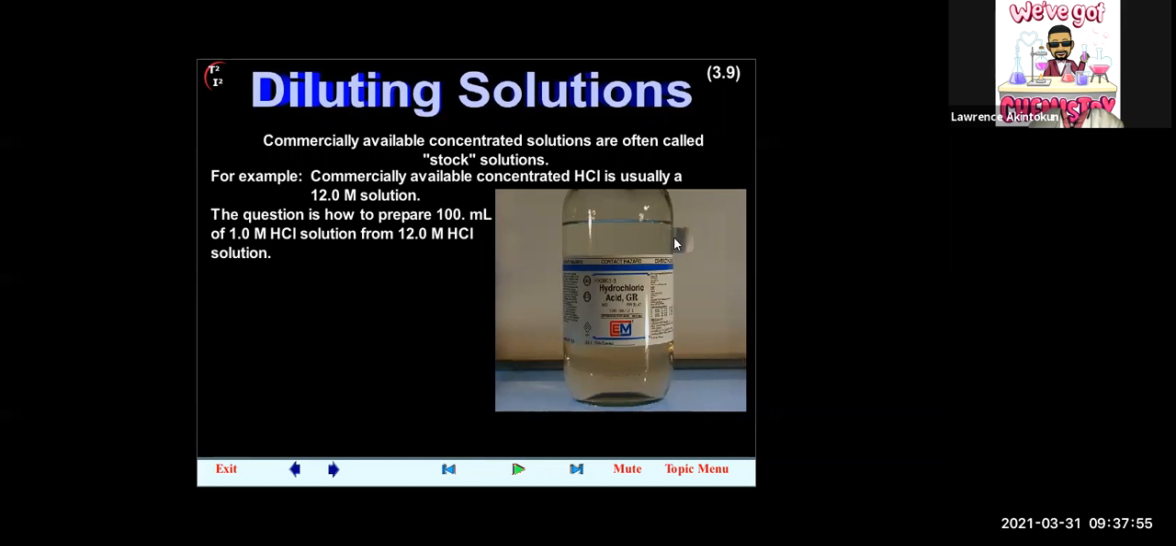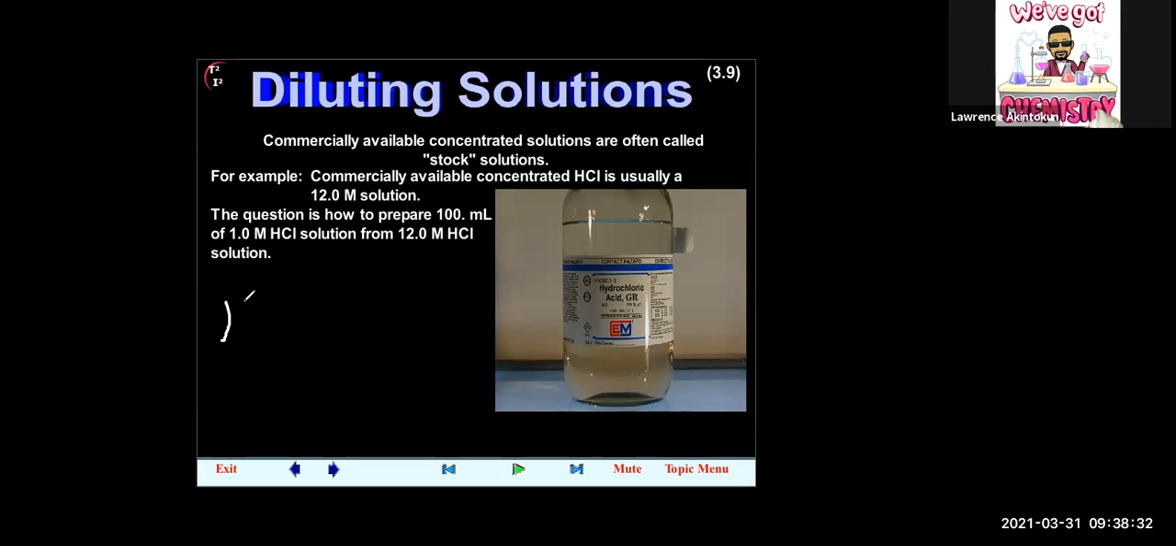This is the way we bought it from the manufacturer. It was usually in the powder form, so they make it in the concentrated solution for us, and they now ship it. And this is the situation where you have it in the lab. So what you have to do now is to dilute it to the specification that we want in the lab. For instance, the question is how to prepare just 100 ml of 1 molar solution from 12 molar. Now, what does that mean? Let me tell you a little bit about this.